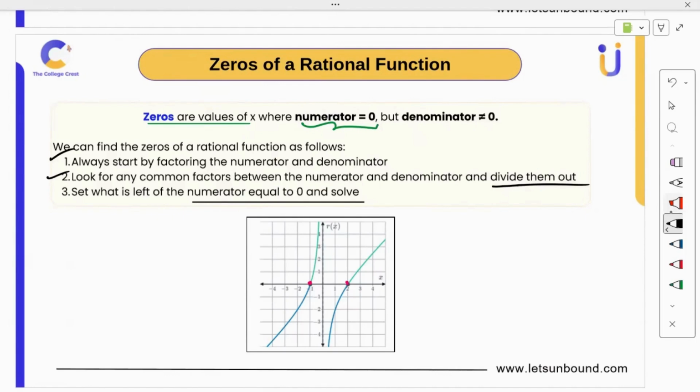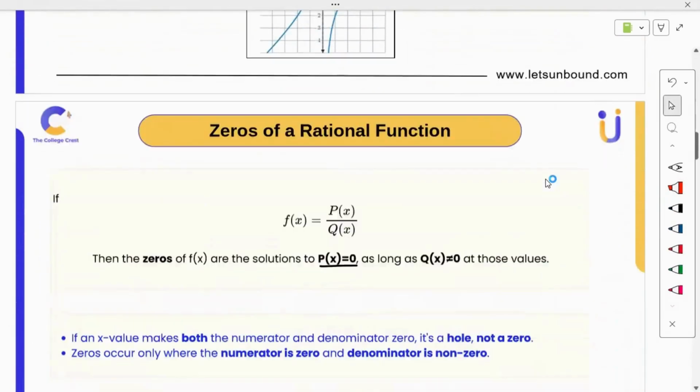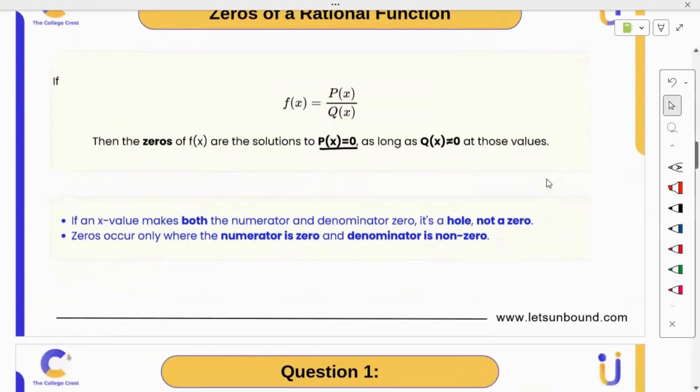So here we can see these are zeros. It crosses at 1 and 2. If you follow this analytically, if this equation is given to you, follow these 2 steps, you will get 2 values. Simple. So zeros of rational functions are solutions to p of x equals 0, as long as q of x is not equal to 0 at those values.